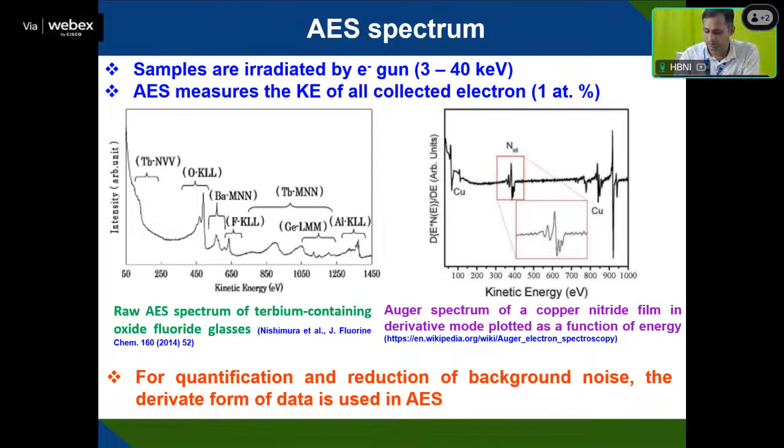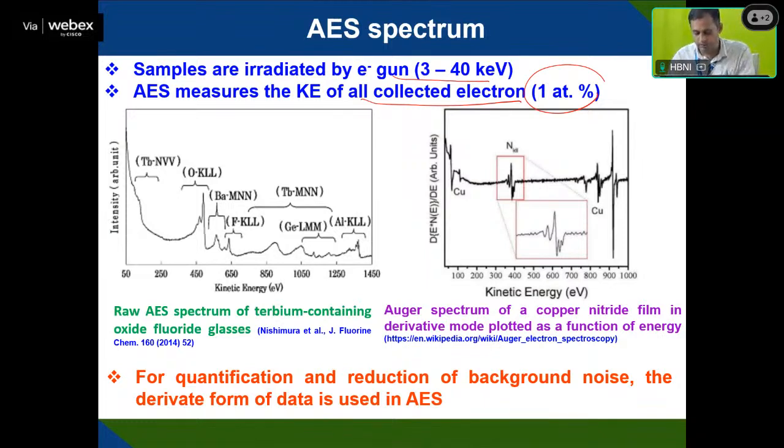Then you see this type of spectra. So there you will be able to identify for this. Samples are irradiated by an electron beam. In AES, we measure the kinetic energy of Auger electrons emitted from the atom. And for quantification and reduction of the background noise, the derivative form of the data is mainly used.